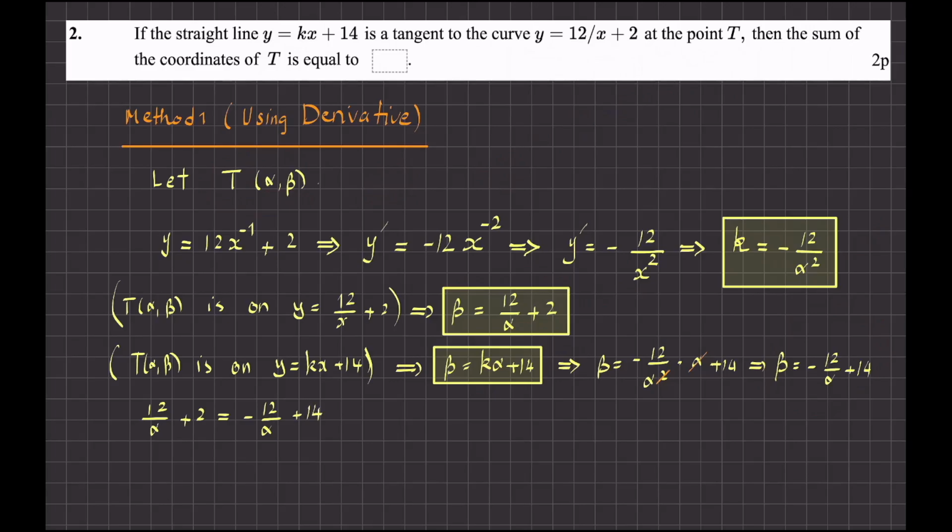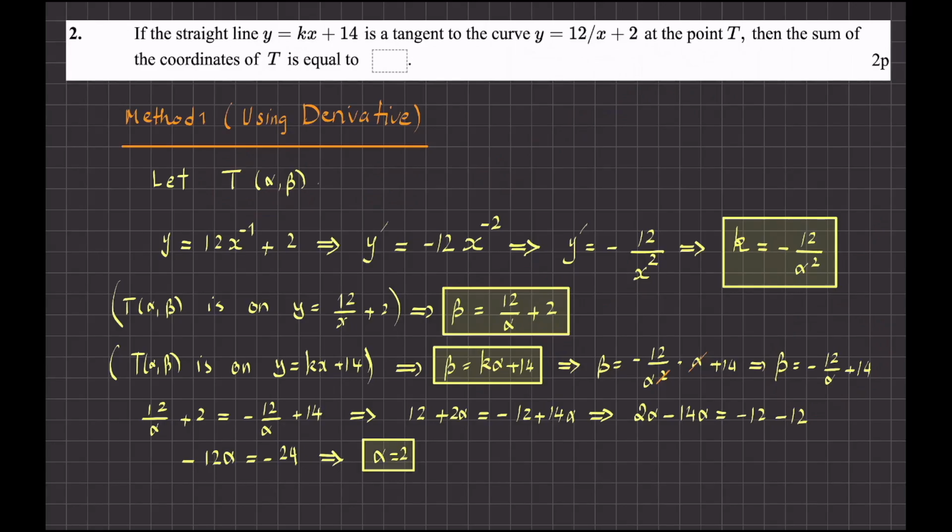Okay, what can I do here? I want to get rid of fractions, so I multiply everything by alpha. The left hand side becomes 12 plus 2 alpha. The right hand side becomes minus 12 plus 14 alpha. Okay, so what happens now? I move 14 alpha to the left, so 2 alpha minus 14 alpha is equal to minus 12, and I move 12 to the right hand side, so it also becomes minus 12. Now the left hand side is minus 12 alpha, the right hand side is minus 24. I divide by minus 12, alpha becomes 2.